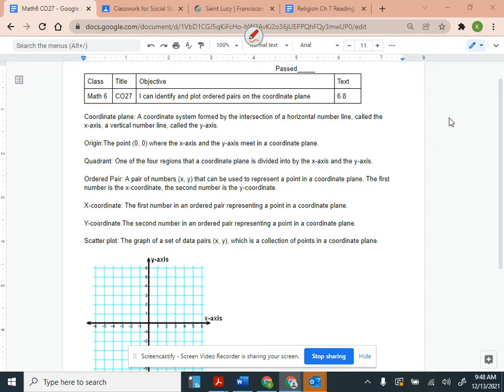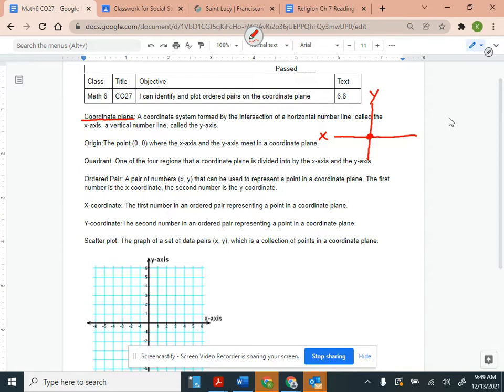First is the coordinate plane. The coordinate plane is a system formed by the intersection of a horizontal number line called the x-axis, so the x-axis goes horizontally, and a vertical number line called the y-axis. So the y goes up and down, the x goes across. The origin is that circle point right in the middle whose coordinates are 0, 0. So it's 0 on the x, 0 on the y.